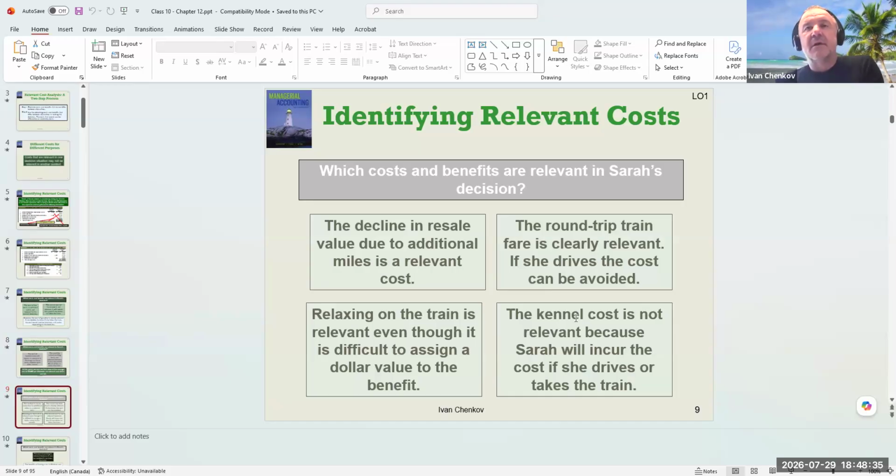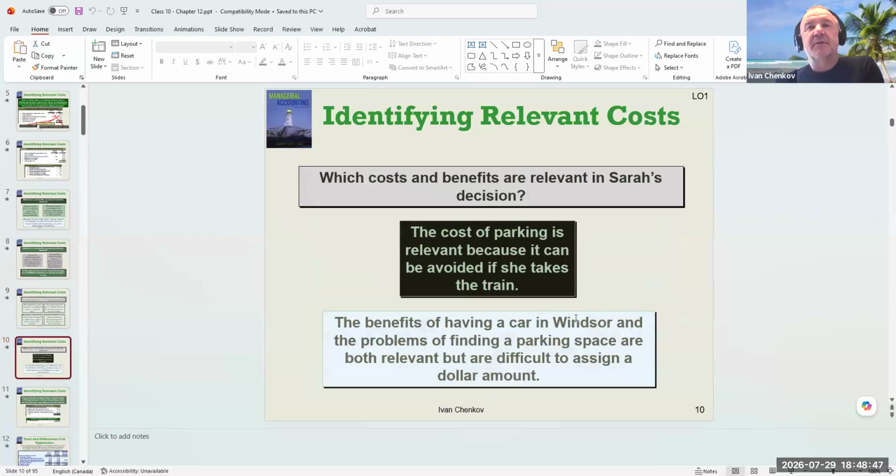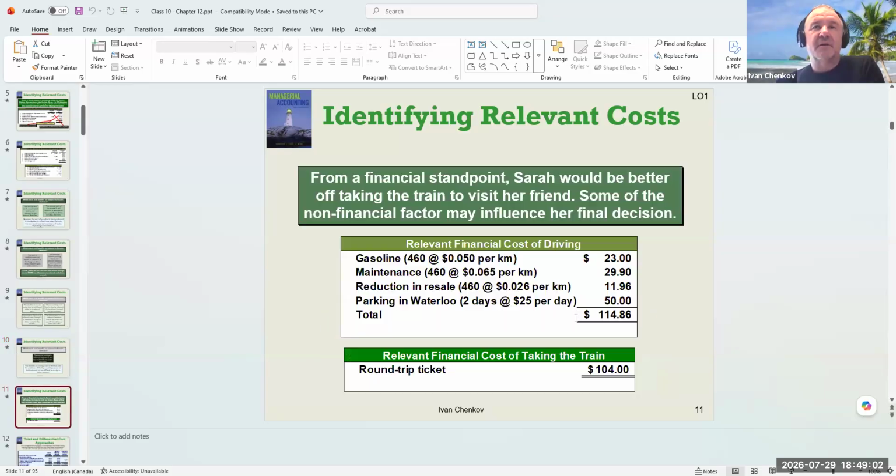Relaxing on the train, relevant, but hard to measure. Final cost for the dog, irrelevant, since it doesn't change between one alternative and another alternative. Cost of the parking, definitely relevant, because if she takes the car, she has to consider that cost. And the benefits of having the car and hassle to park, again, it's going to be hard to measure.